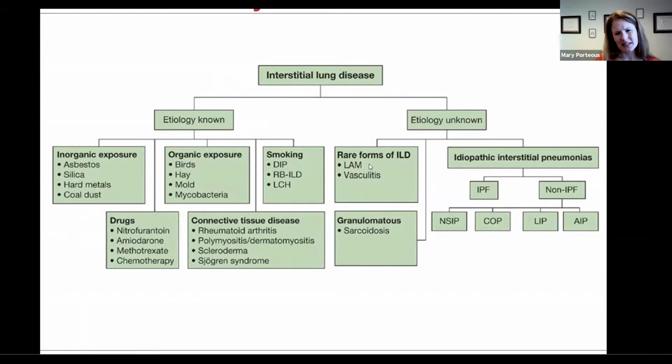And then moving over into the unknown categories. These are rare cases that we won't talk about today. LAM, or lymphangioleiomyomatosis, is a cystic lung disease. Then there's a more granulomatous disease, or sarcoid. And then there's a huge category of idiopathic interstitial pneumonia. Not all idiopathic means IPF. So we have IPF and then non-IPF: non-specific interstitial pneumonia, cryptogenic organizing pneumonia, lymphocytic interstitial pneumonia, acute interstitial pneumonitis. Again, the alphabet soup.